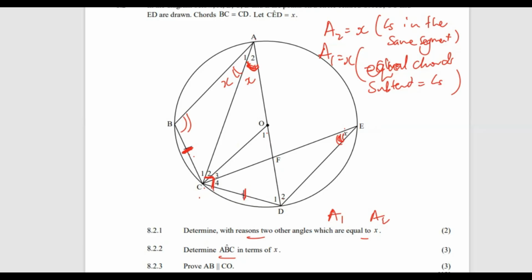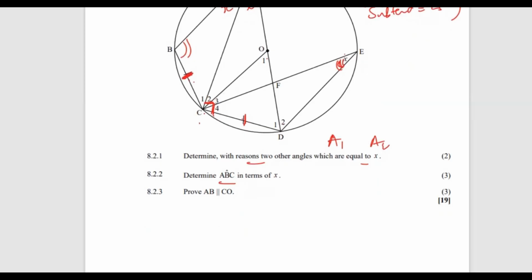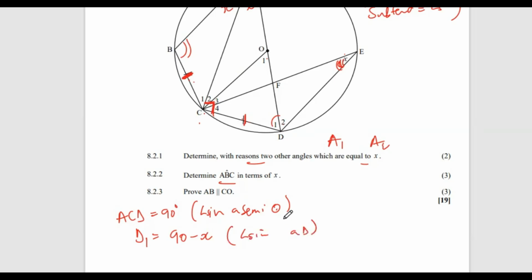How do people see that? If I just say that my angle ACD is a 90, angle in a semicircle. Angle in a semicircle. So if that is a 90, then what is D1? D1 is going to be 90 minus X because of angles in a triangle.